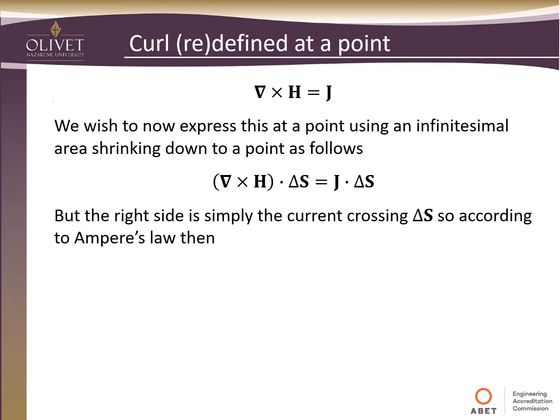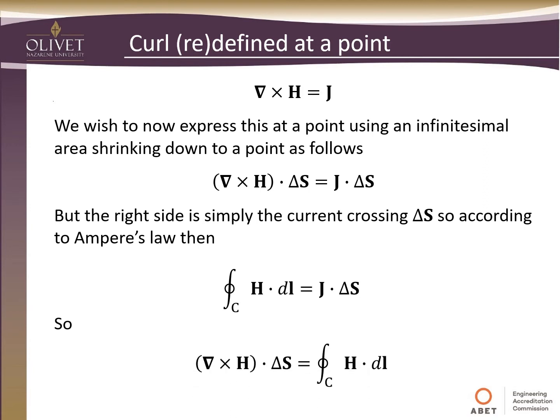But the right side of this is simply the current crossing this area, right? So according to Ampere's law, this should be equal to, from the integral side, the integral around the contour enclosing this surface of the magnetic field along the vector distance of this contour. Those should be equal. That's what Ampere's law in integral form tells us.